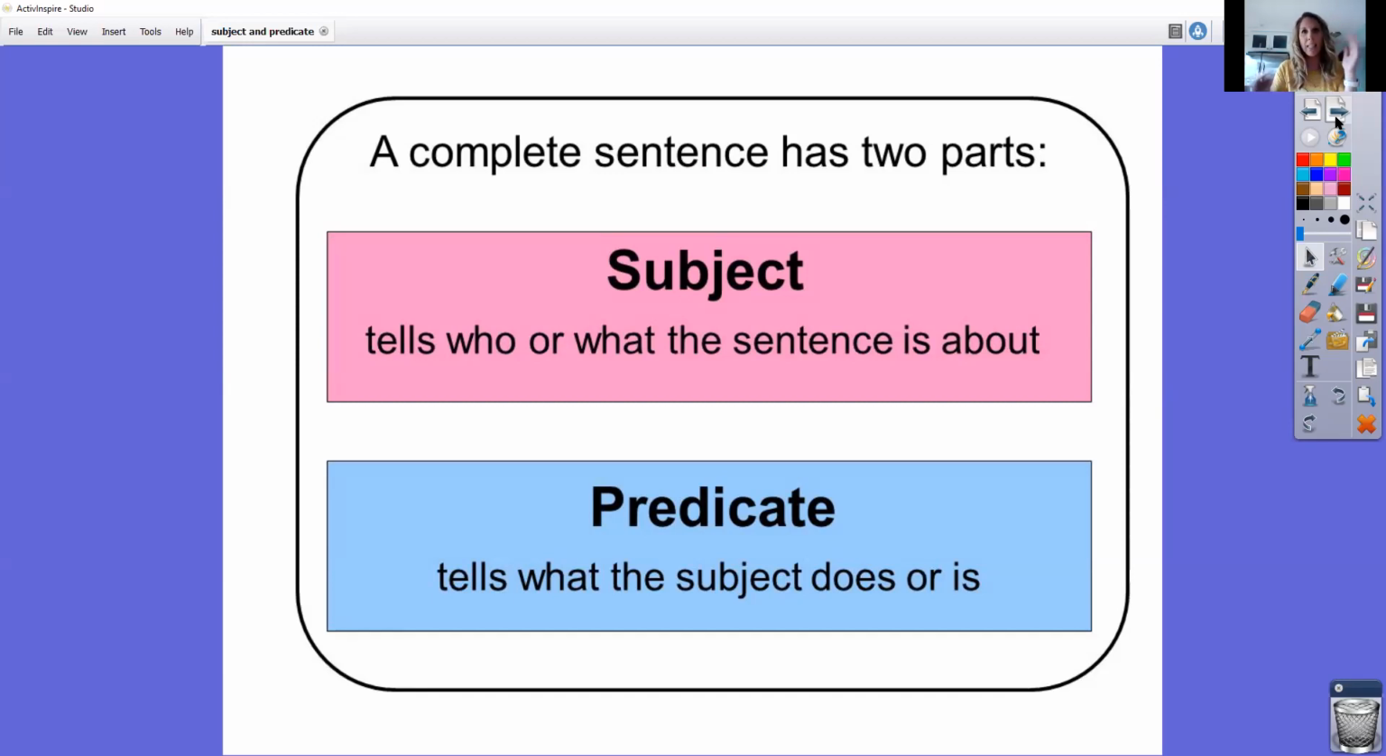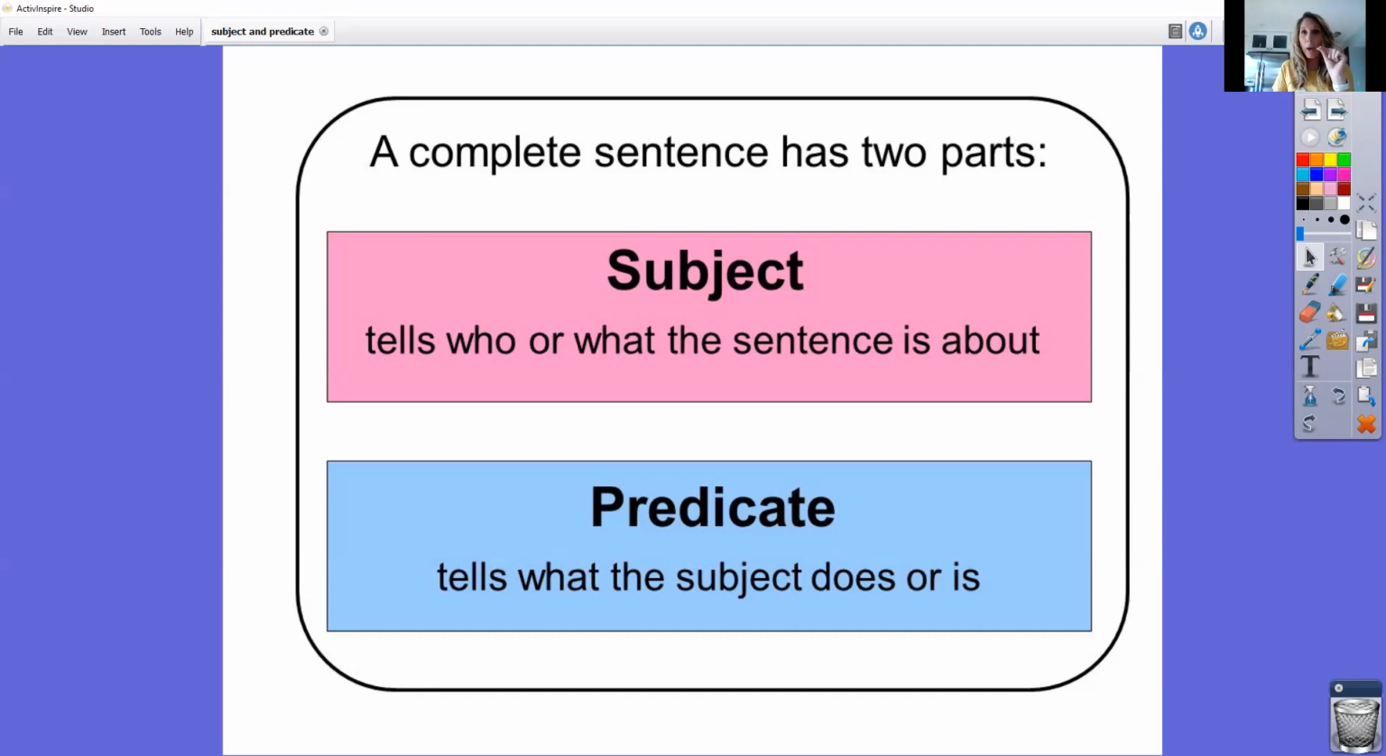So a sentence has to have a subject, and we know that the subject is who or what the sentence is talking about. That's our first part of a sentence. Usually it's almost always on the left side. And if you can ask yourself the question, well, who or what is this sentence about? Then you know the subject. The predicate is usually on the right side of our sentence, closer to our punctuation mark, and it tells what the who or what is doing. So it's explaining what the subject is actually doing.